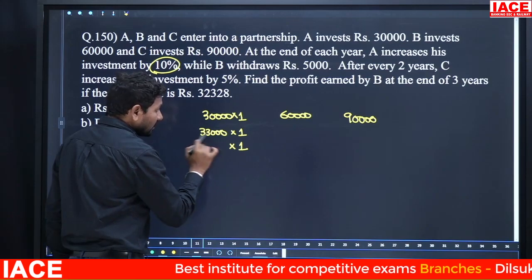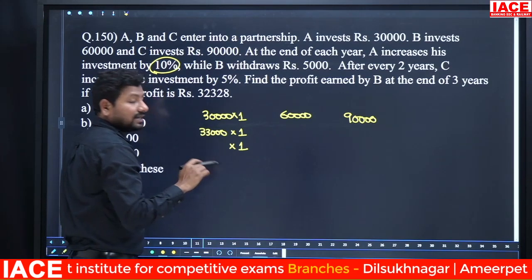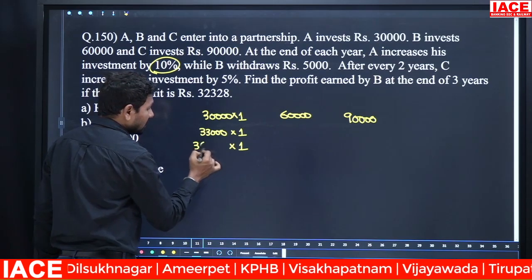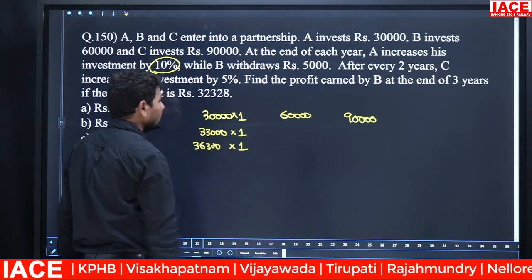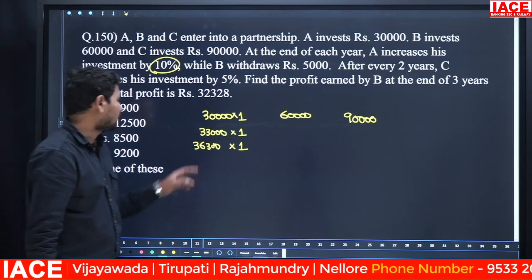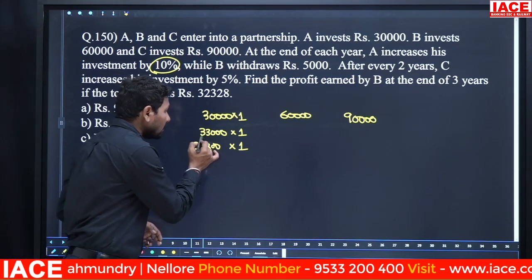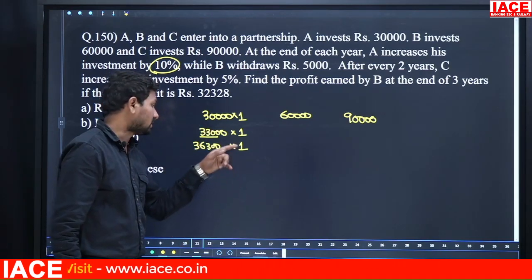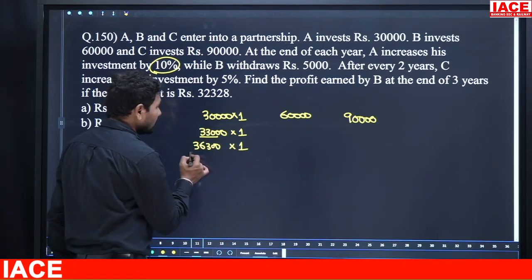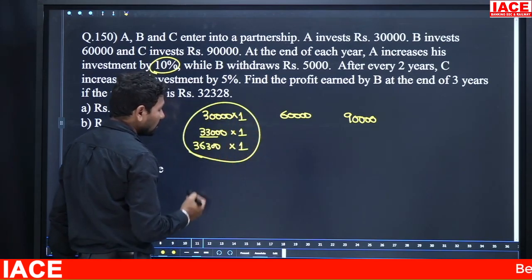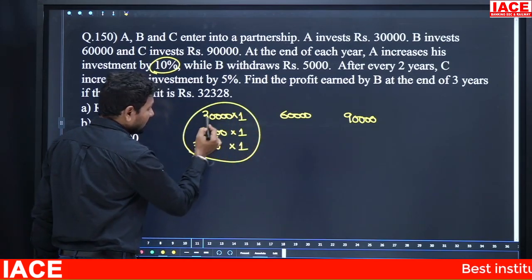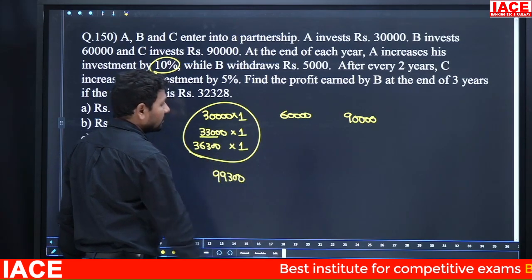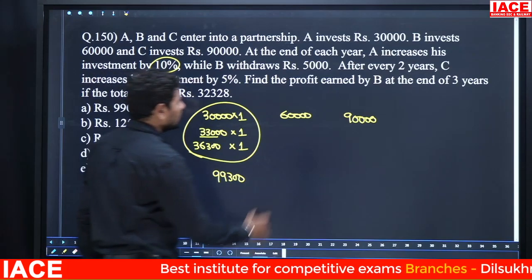And on 33,000, 3,300 will be increased. The value becomes 36,300. 10% of 33,000 is 3,300. 3,000 added makes 36,000, plus an extra 300 is 36,300. Then his investment becomes 36 plus 33 plus 30, which equals 99,300. This is A.